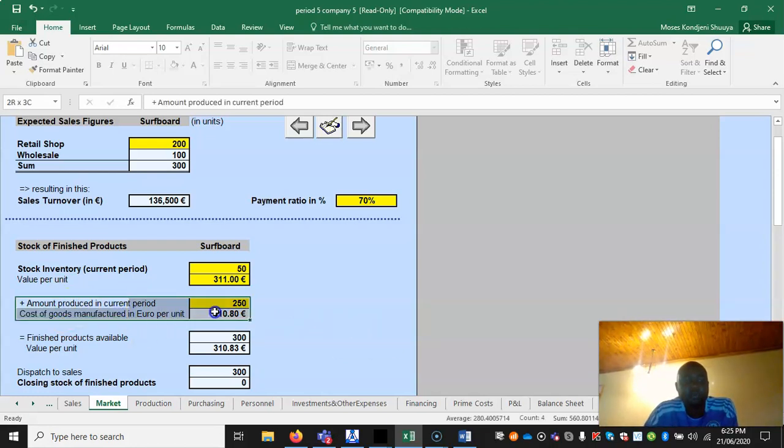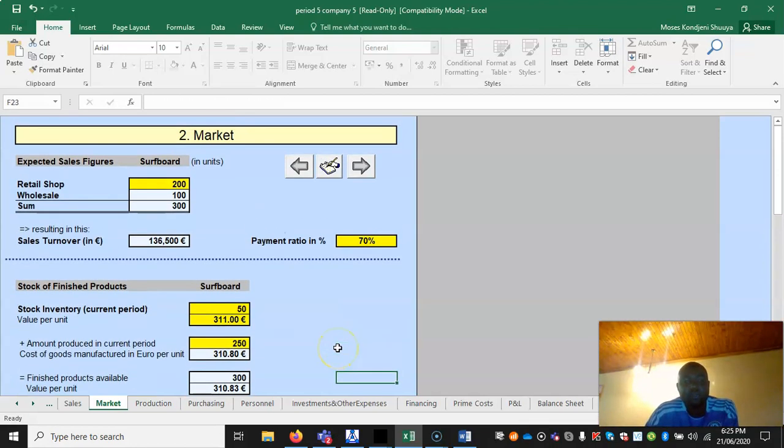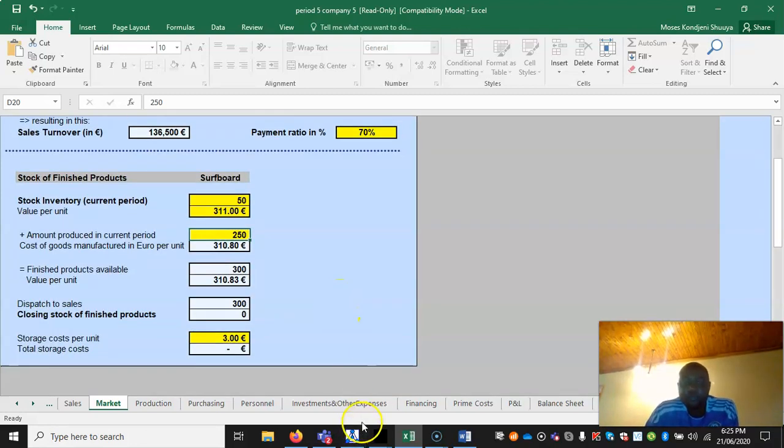Amount produced in current period, we will just make 250. Why? Because we need 300 in total, but 50 are already at hand. So we are only short of 250, which means what you are going to sell in the shop will be a combination of 150. 150 of these 250 will go to the shop so that they will add to the 50 that are already there. Okay, so that's how it works.